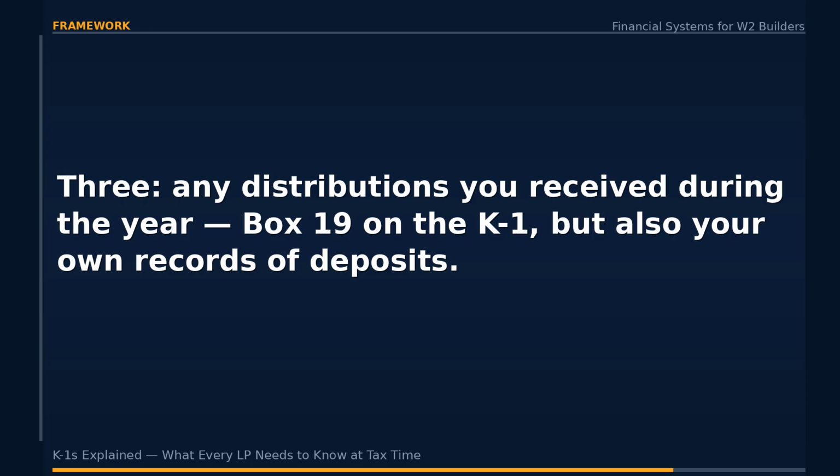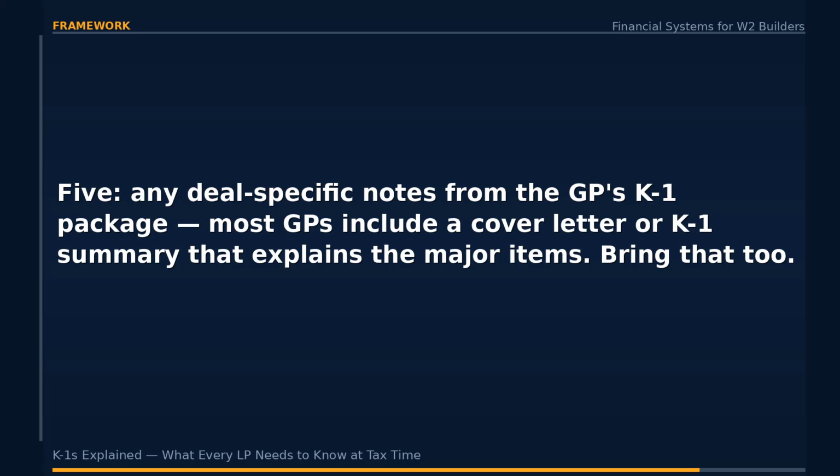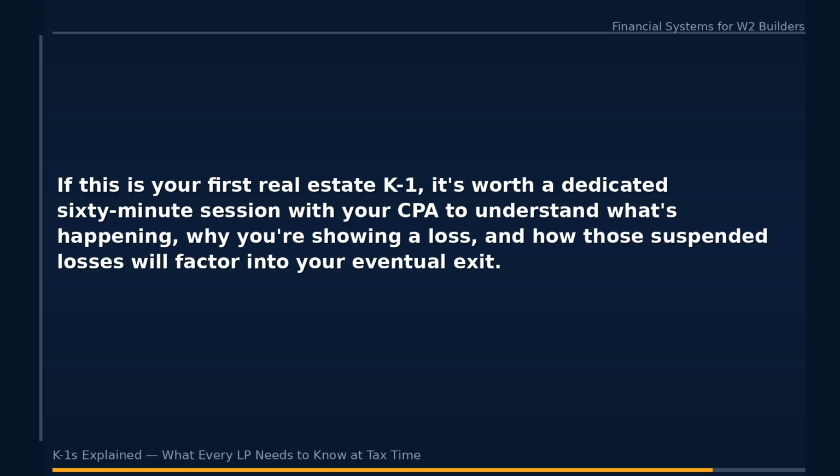4. Documentation of your real estate professional hours if you're claiming that status. 5. Any deal-specific notes from the GP's K-1 package. Most GPs include a cover letter or K-1 summary that explains the major items. Bring that too. If this is your first real estate K-1, it's worth a dedicated 60-minute session with your CPA to understand what's happening, why you're showing a loss, and how those suspended losses will factor into your eventual exit.